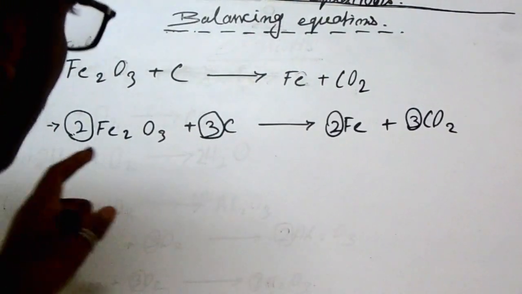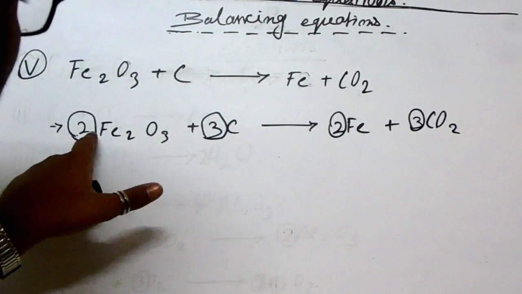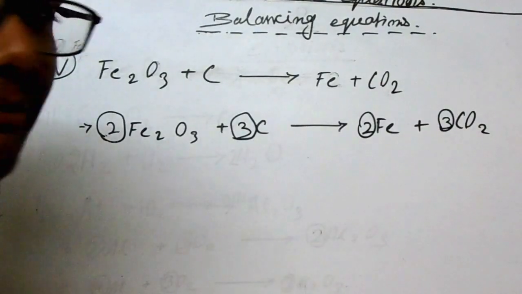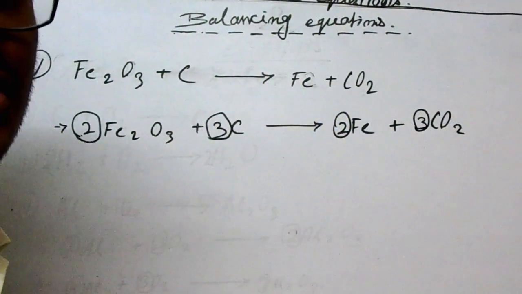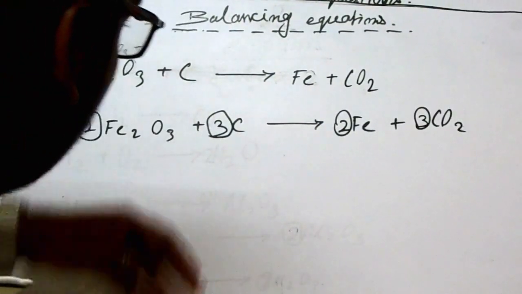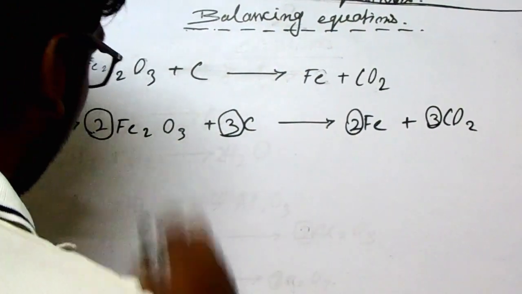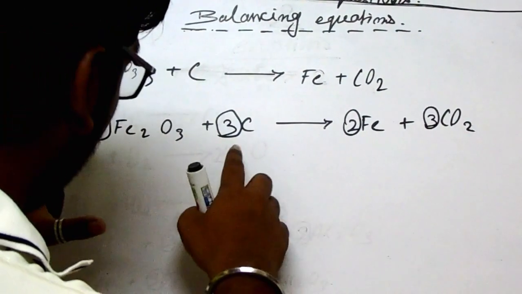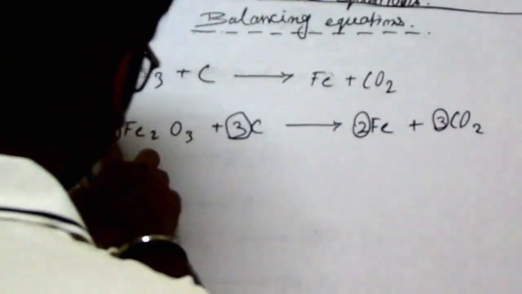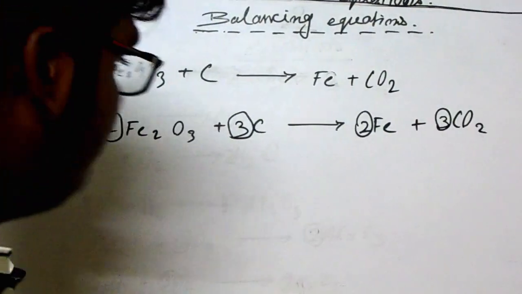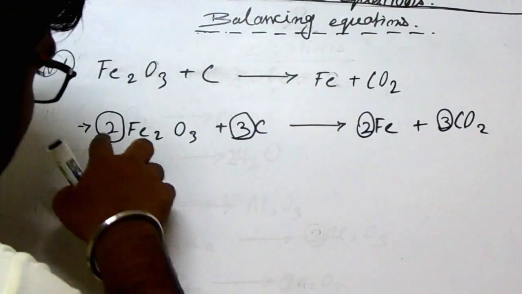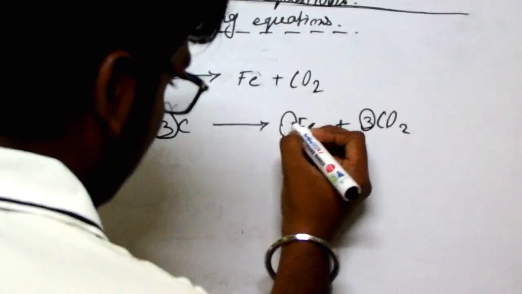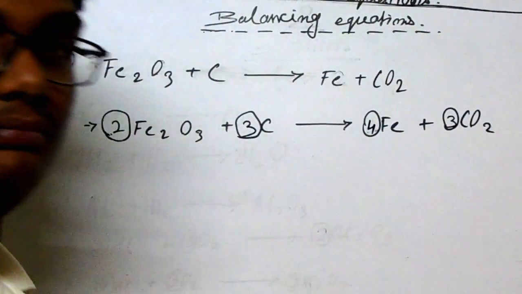No. Because here iron is becoming 2 into 2, 4, but we have written 2. So when you do step by step, these numbers may change. In the previous step iron was 2, but for balancing the oxygen I have put 3 over here and I have to put 2. In the last step, iron on the reactant side is becoming 2 into 2, 4. So what we will do, we will just rub this and put 4.